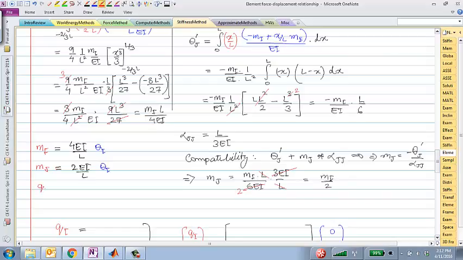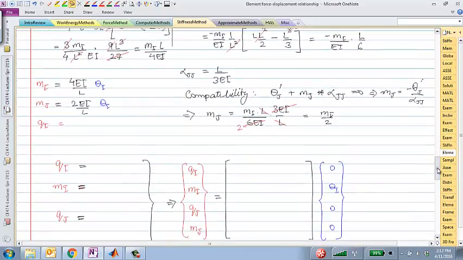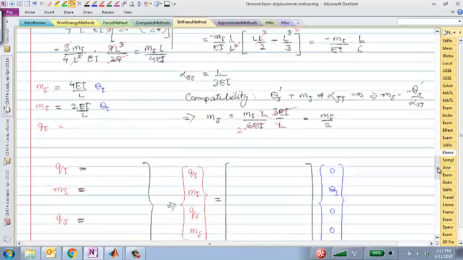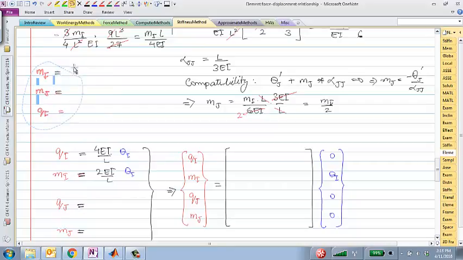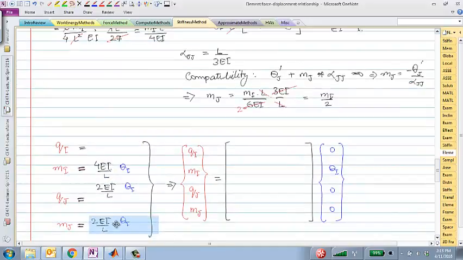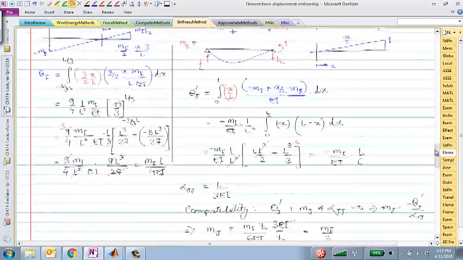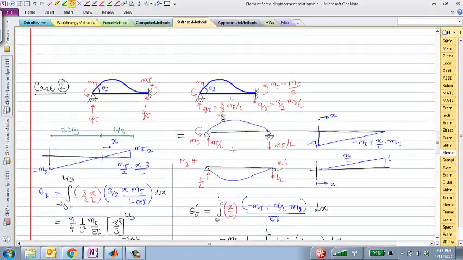Qi is equal to... I should have really written that down here. So Mi is equal to that, and this is Mj. Qi, we have already found Qi is equal to 3 over 2 Mi over L. So let's see what that would be.